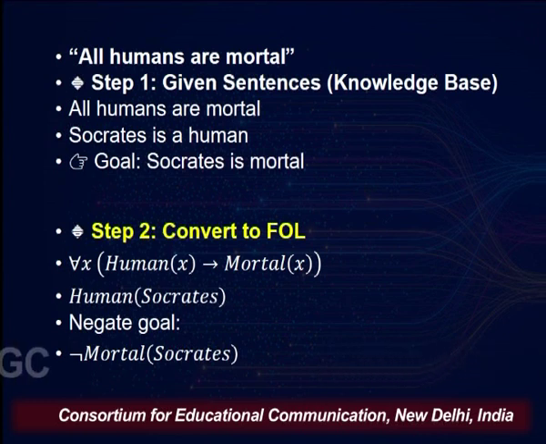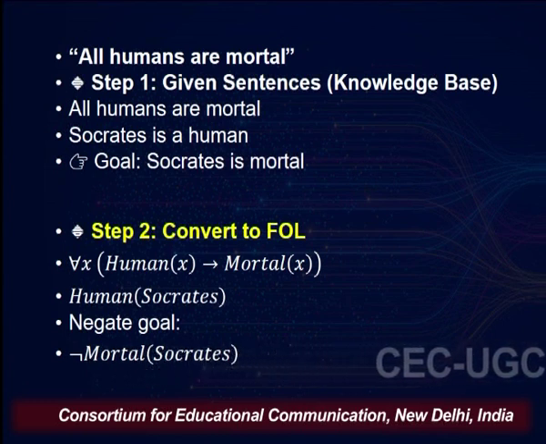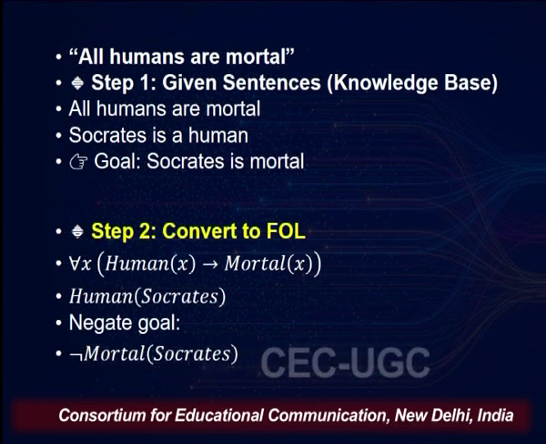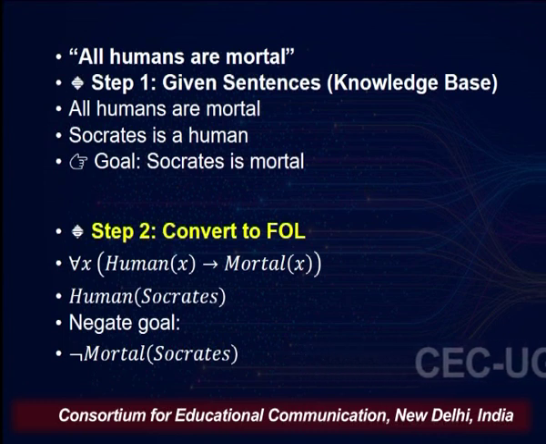The first statement, which says all humans are mortal, will be converted into first order logic as for all x, human(x) implies mortal(x). The second statement says Socrates is a human, so we write human and within the brackets Socrates: human(Socrates). Now we need to negate the goal.